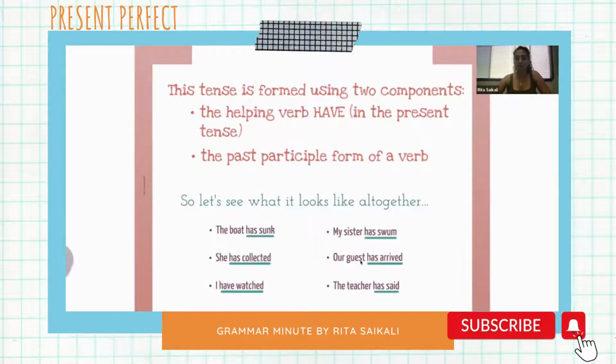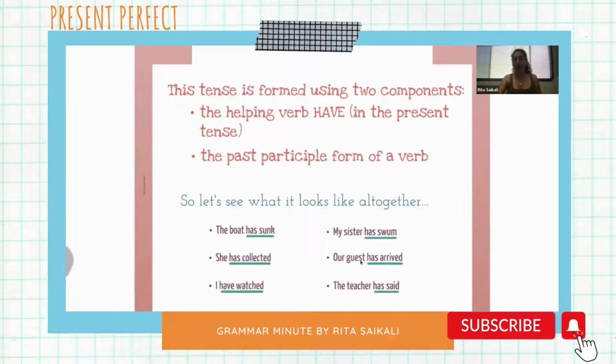Does that make sense? And again, in all of these, I have watched. The teacher has said. These are all conjugated the way they should be, right? So when we are using these things, the time isn't important. It happened in the past, but we don't care when it happened. Yeah? We just care that it did. Okay?